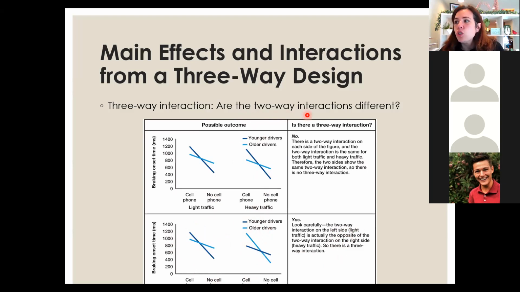So is the two-way interaction different? Yes, it is, because depending on the amount of traffic, young and older drivers respond differently, whether they're on a cell phone or not. Okay, so that would be a three-way interaction.